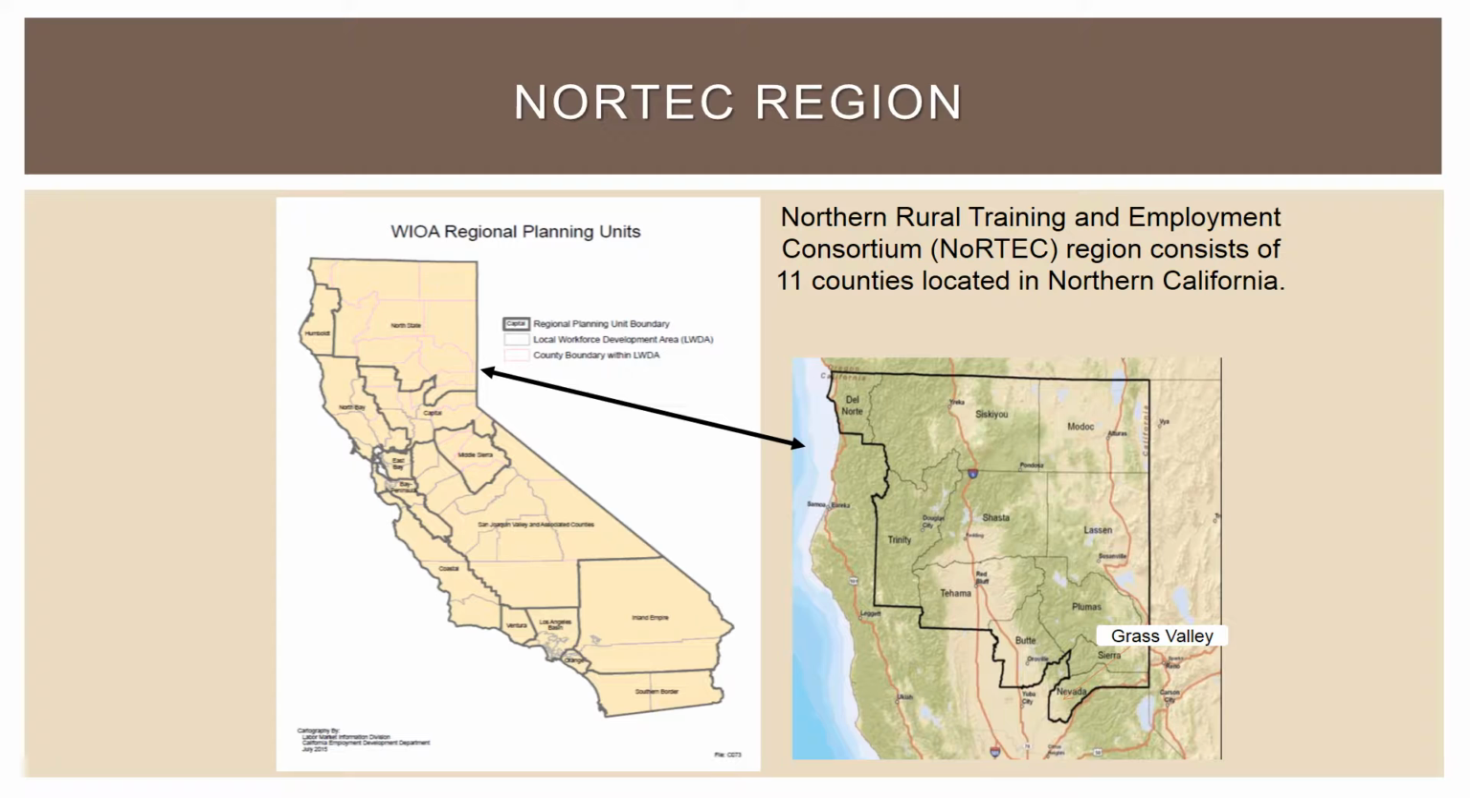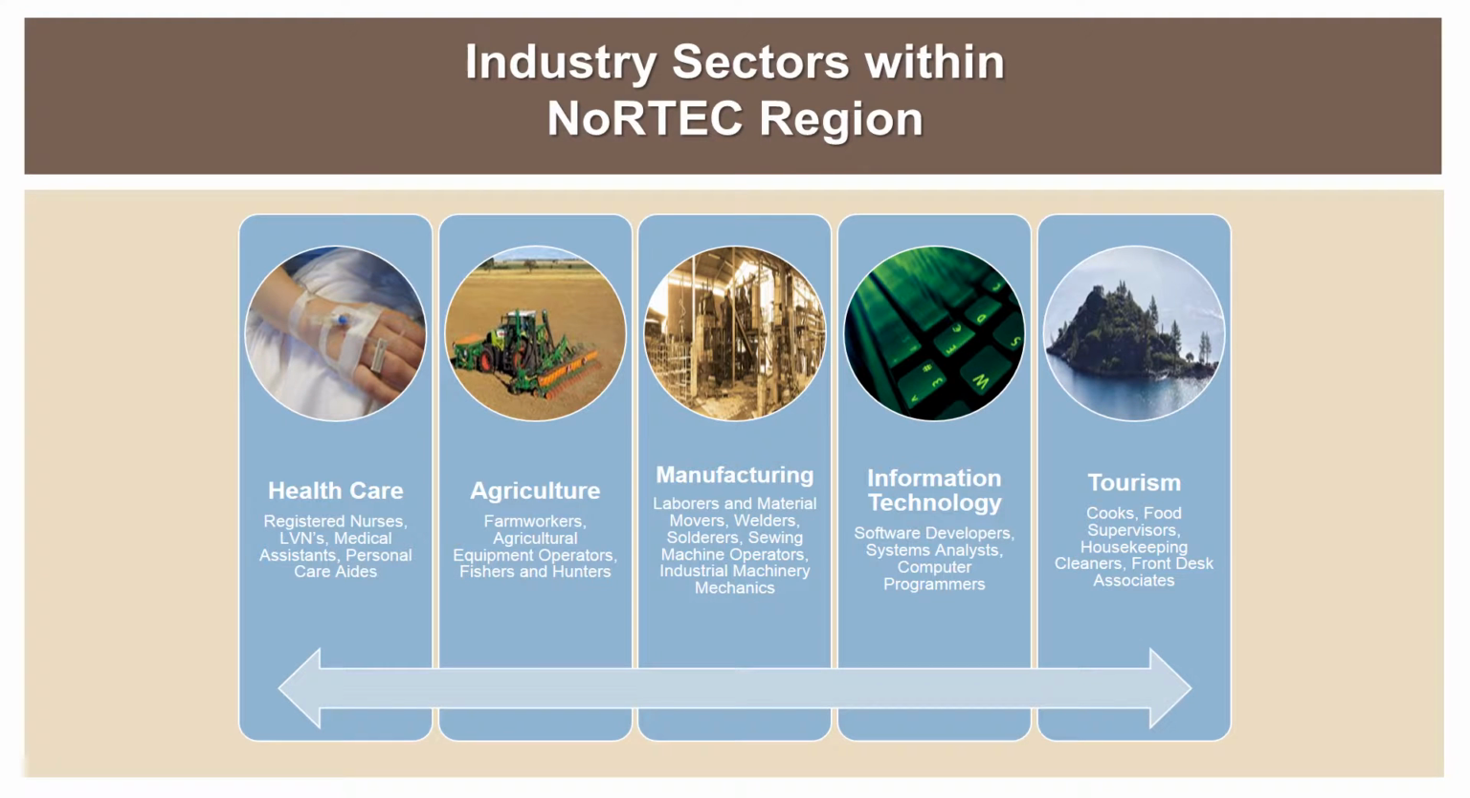Now that we all know what NORTEC is and where it's located, I would like to talk to you about the industry sectors that are predominant in this rural area. Priority sectors within NORTEC's region include healthcare, agriculture, manufacturing, information technology, and tourism. Yes, some of these are probably very important in your area as well, as they are throughout the country.